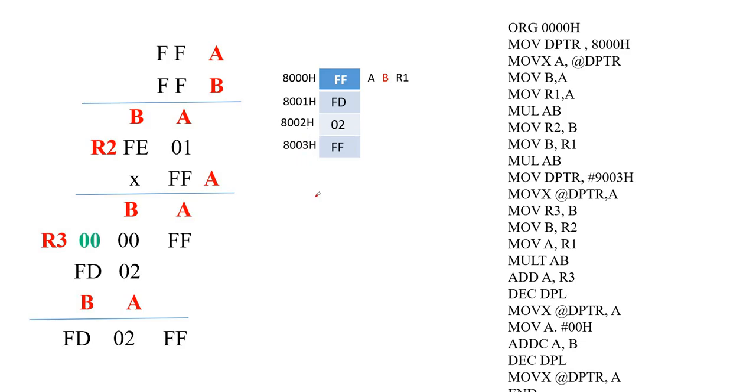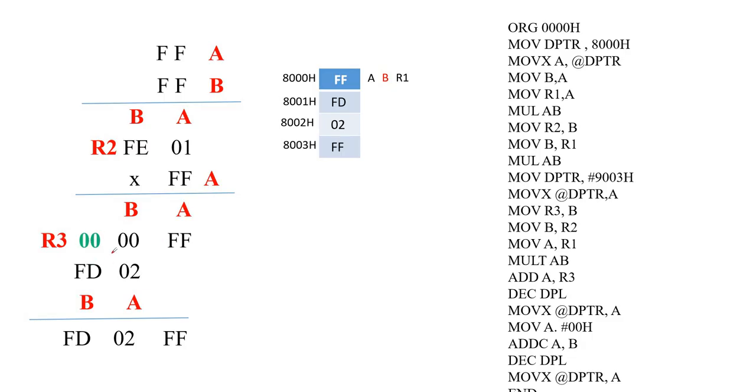Now we should do one more addition. One more byte is left here, that is FD. So for this we will add the contents of register B. B consists of FD here, to be added with what? With 00. Actually here there are no contents. We have only 00 and FF. Here there is no data.